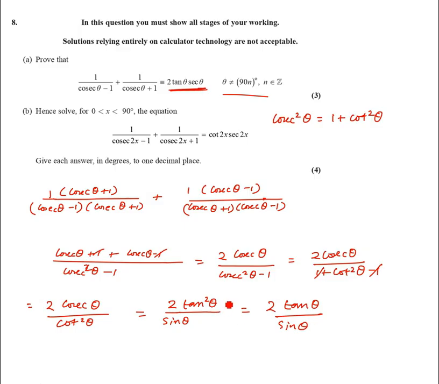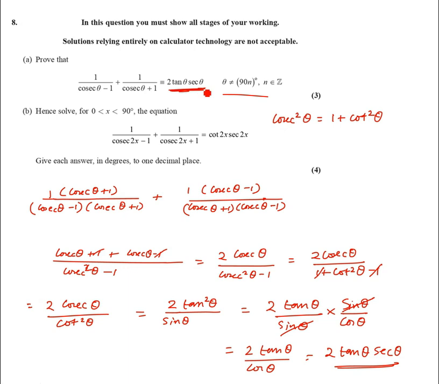So tan squared theta can be written as tan theta times tan theta. The other tan theta I will write as sine theta over cos theta. Now this sine theta cancels, so this becomes 2 tan theta over cos theta, and 1 over cos theta can be written as sec theta, giving 2 tan theta sec theta. So that was what we were supposed to prove.